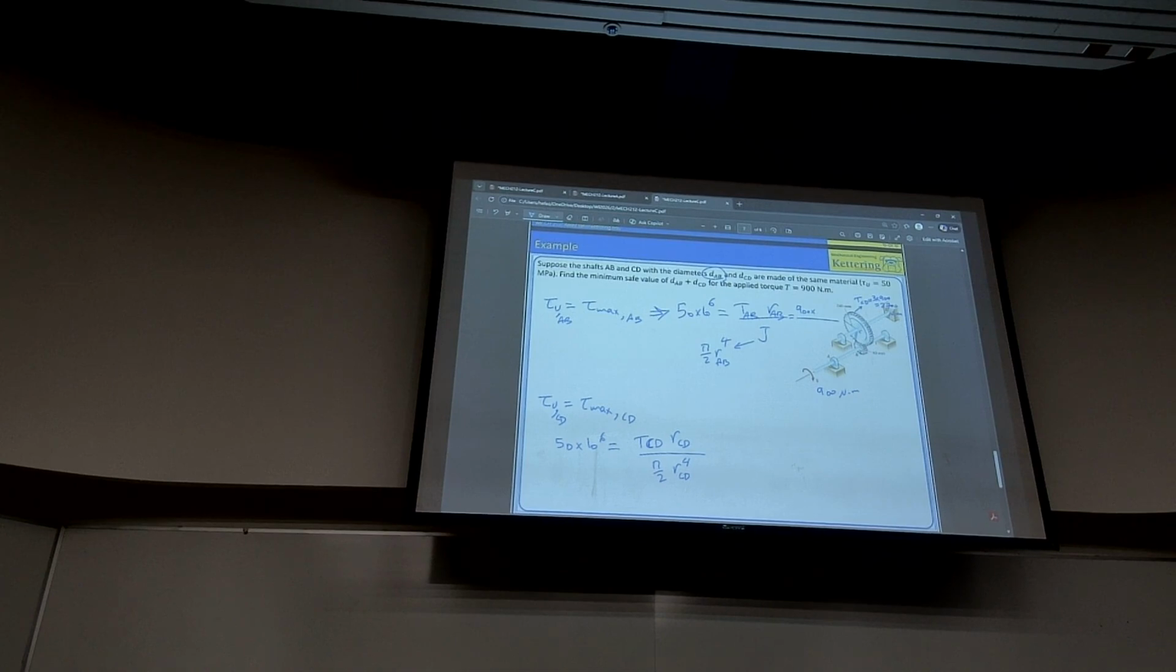All right. So for RAB, one of them cancels out, so I leave RAB cubed in the denominator. And I do the same thing here. So we found 2700, and then pi halves times RCD cubed, because one of them cancels out. So solve this for RAB, solve this for RCD.